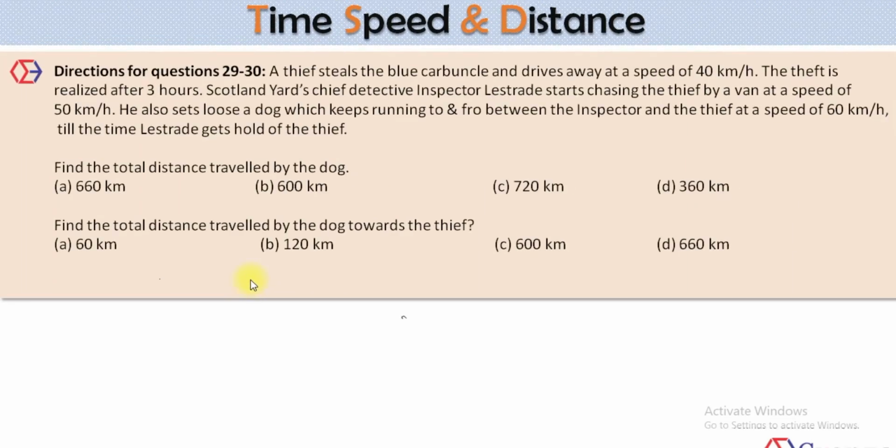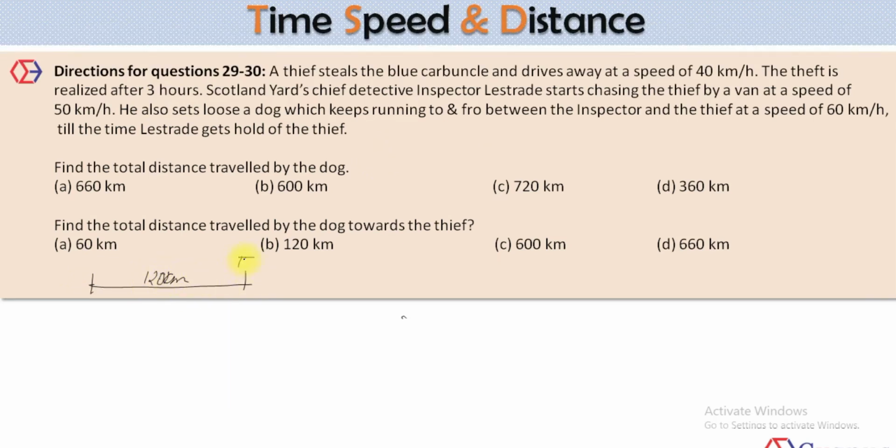Okay, we have already solved a similar kind of question in sheet number 1, but the second part is new for us. Let's read this question. It's about a policeman, dog and thief. The theft is realized after 3 hours. That means thief will get these 3 hours extra. So what's the speed of thief? 40. So he'll create a gap of how much? 40 into 3. That is 120 kilometers.